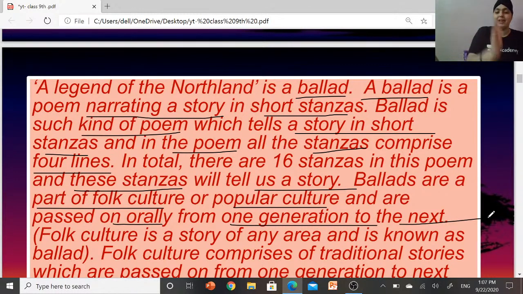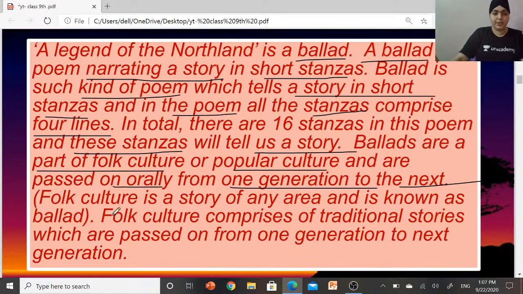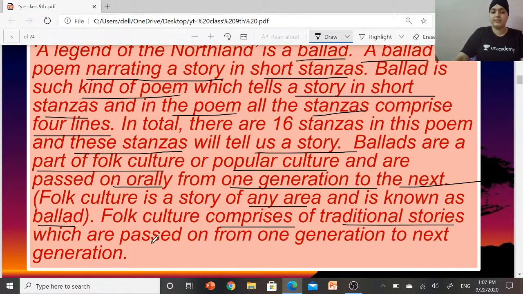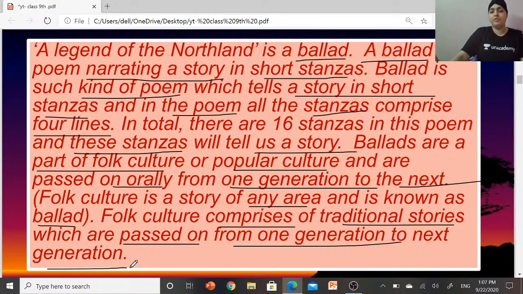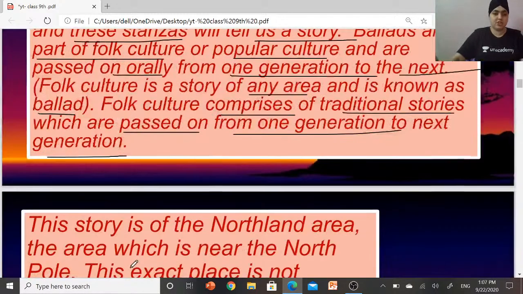So orally, we tell this story from one generation to the next. A ballad is a kind of story. Folk culture is a story of any area and is known as a ballad. Folk culture comprises traditional stories which are passed on from one generation to the next generation.